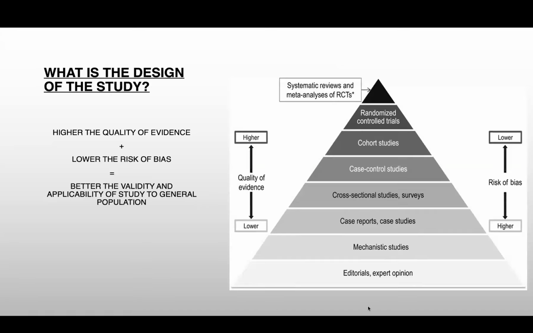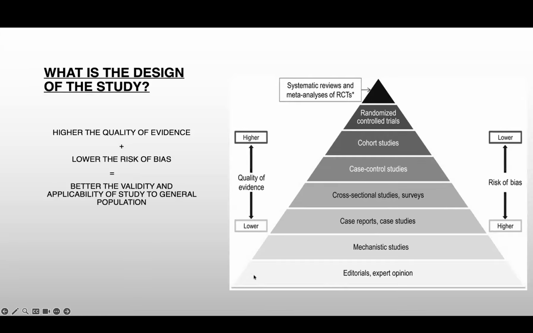The basic norm is, the higher the quality of evidence and the lower the risk of bias, the better the validity and applicability of the study to the general population. So this is the general norm. You know about this pyramid. At the top of the pyramid are the systematic reviews and meta-analyses. Then come the RCTs. For exam purposes, RCTs will be the ones most commonly kept.